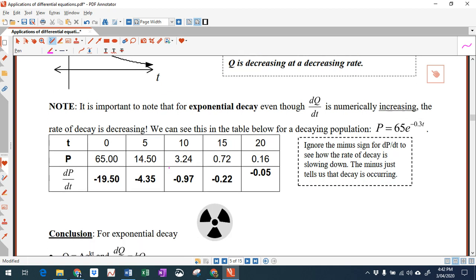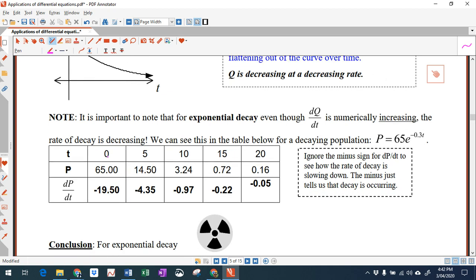So you can see that in the table of values here. Here's an equation, and we're using that equation to complete the table of values. Now, have a look at the derivative. We know that the slope of the curve is approaching 0 as t approaches infinity, so you can see this is getting closer and closer to 0. But you can also see the rate of change is decreasing, isn't it?